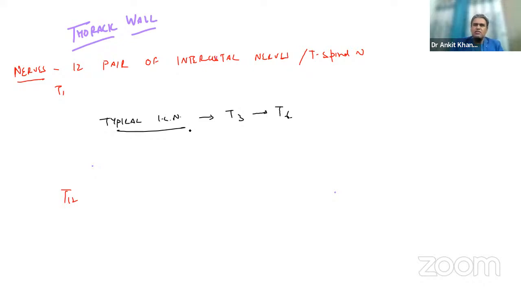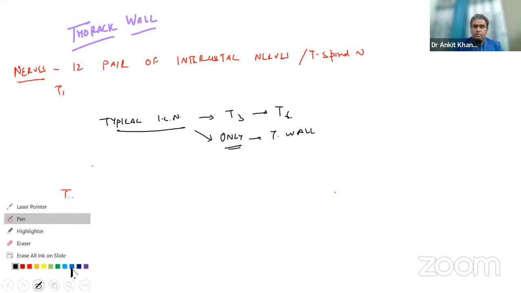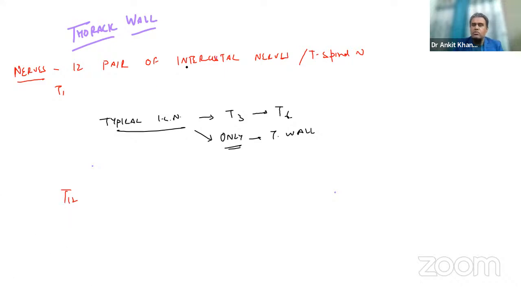Then the question comes of why these are typical. What is the difference between typical and atypical? That should come to your mind. The typical intercostal nerve is the nerve which is only supplying, only is a big word, only supplying the thoracic wall. Sir, it means that other ones are supplying something else also. Yes, they are supplying something else also. So please tell us what, so then I can put some questions to you.